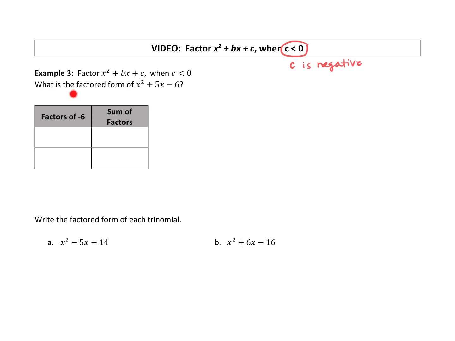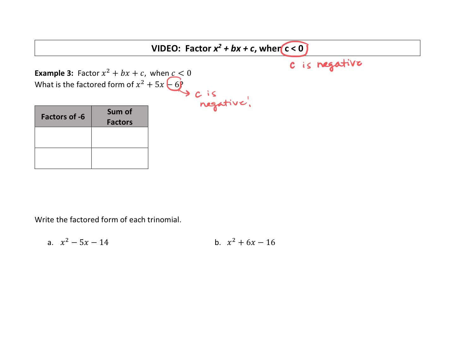So what is the factored form of x squared plus 5x minus 6? We always look at the c value first and take note of the sign. C is negative. Well, to multiply two numbers together and get a negative result, like negative 6, your factor pairs have to have one positive number and one negative number. So let's list our factors of negative 6, and then we will talk about the signs.